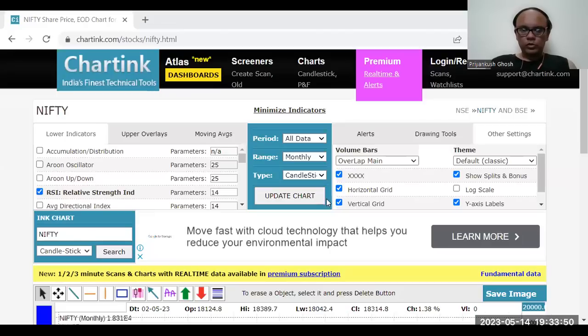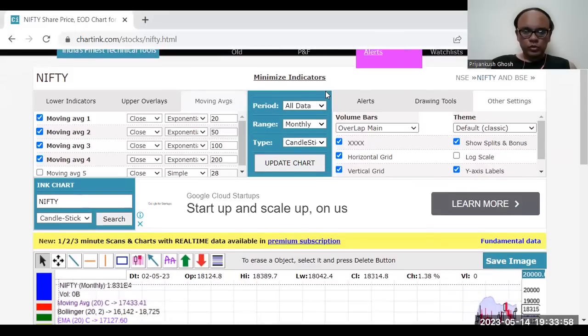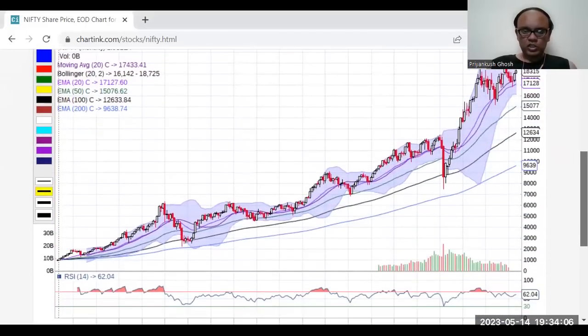Okay. So now we will see charting.com. Okay, so this is charting.com and we are at Nifty. Today we will not focus too much on averages and all. Okay. All data. So you can see period is all data. Range is monthly. Okay, so Nifty chart. So this is the Nifty chart. So now see one thing here.